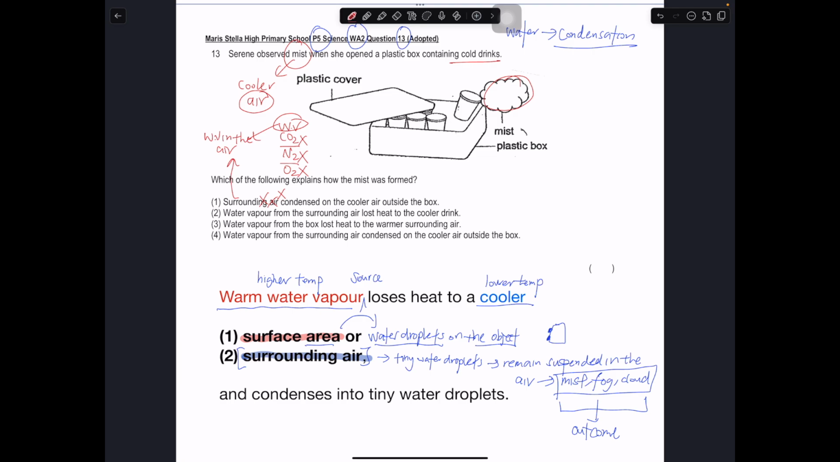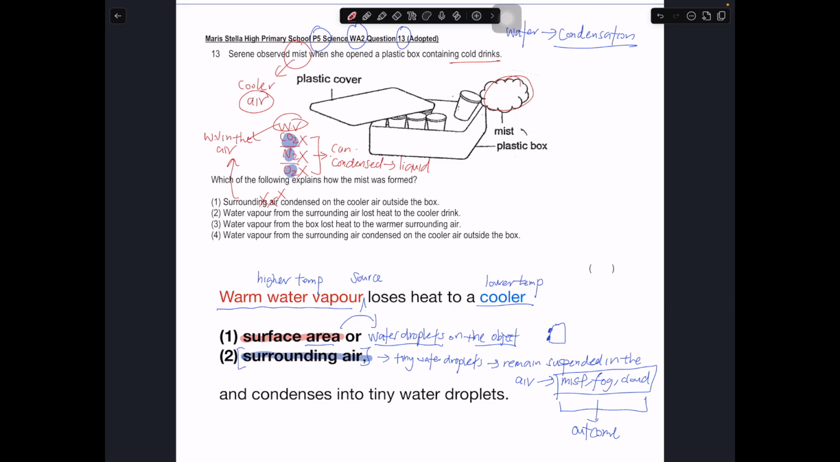So when I say this, does it mean that carbon dioxide, nitrogen, and oxygen cannot condense? They can condense. They can condense. Okay, and change back into your liquid state. Okay, but the requirement for them to condense naturally is not possible when we are in a room setting. It is not possible for these gases to condense when you are just opening up the plastic cover containing a cooler drink. It's not possible because the requirement for them to condense is very strict, very high.